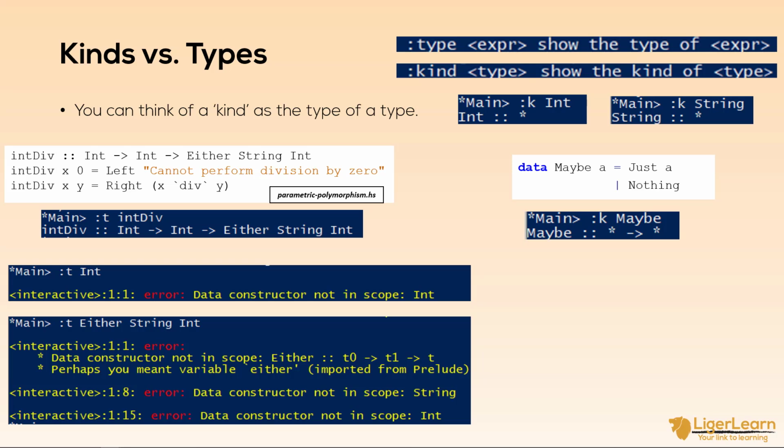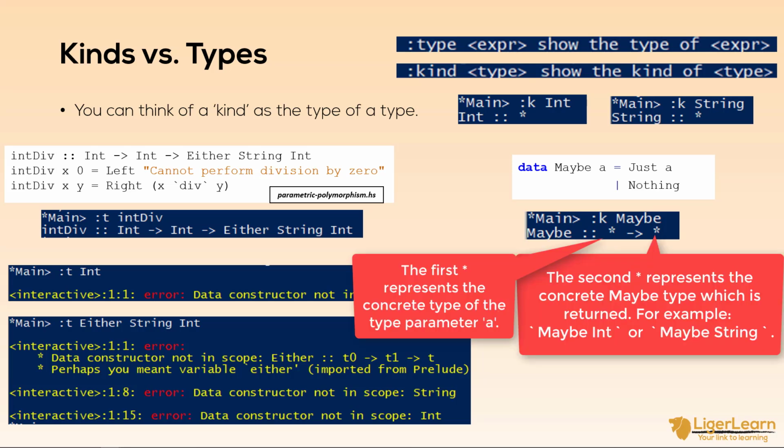What does this mean? Remember, a star means a concrete type, a type which does not take a parameter. So the Maybe kind takes a concrete type and returns a concrete type. The concrete type returned will be the Maybe itself. The star syntax may seem weird at first, but once it's been explained, it should make sense.